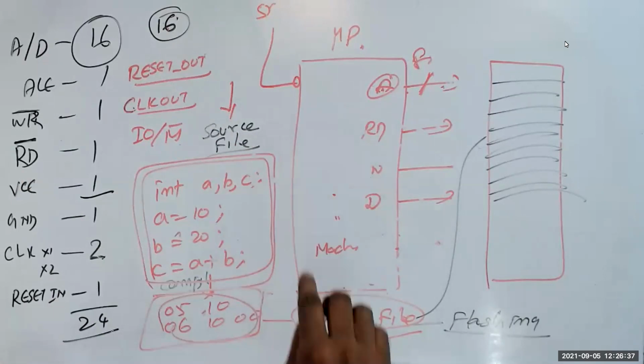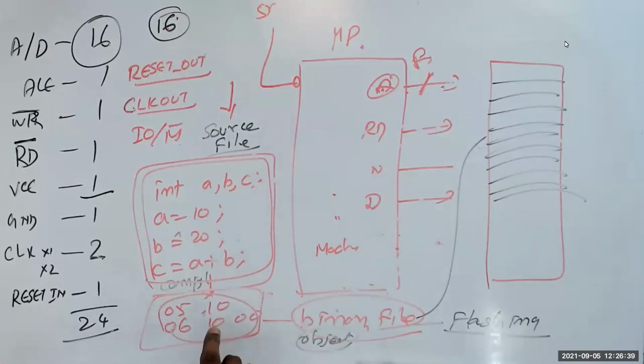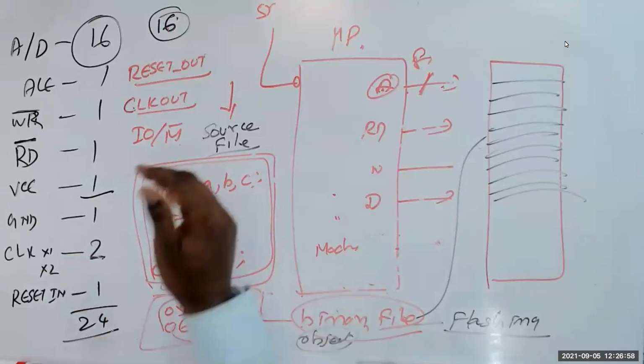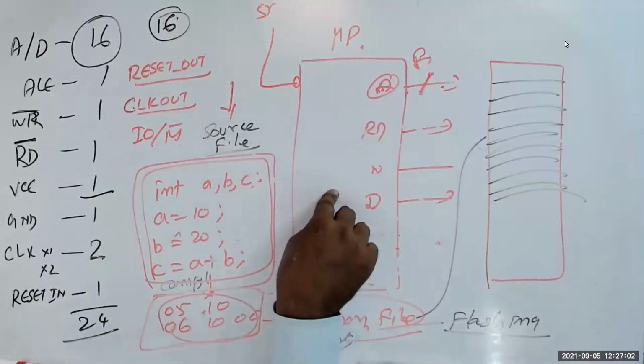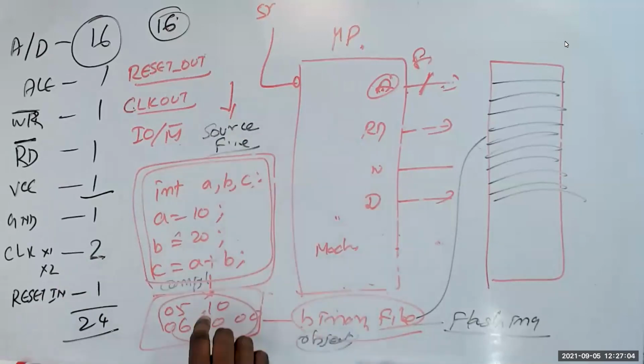The microprocessor understands only the compiled file, the binary file. So understand the difference between the microprocessor and yourself. You can understand the source file, but you cannot understand the binary file. The microprocessor cannot understand the source file; the microprocessor understands the binary file.